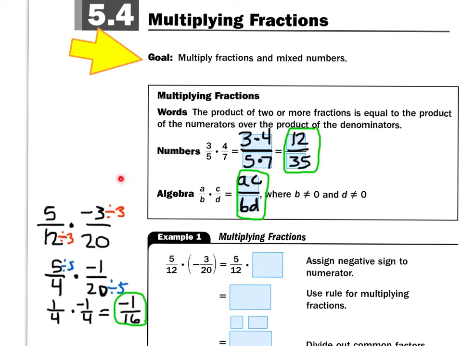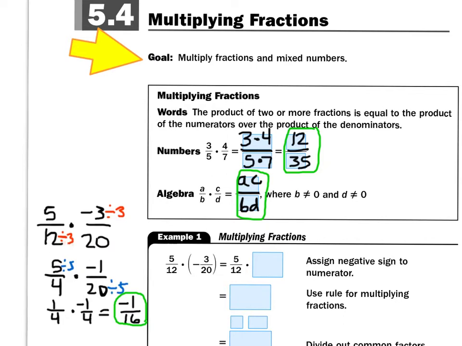Well, take a look in the margin. I want you to notice something. See, I wrote 5 over 12 times, and then I let that negative float up to the 3. So I have negative 3 over 20. Now you really want to get in the habit of looking diagonally, looking across to see if you can see any common factors. And look at the 12 and the negative 3. I see that 3 goes into both, so I'm going to divide by 3.